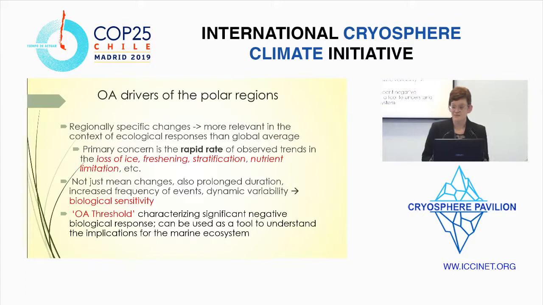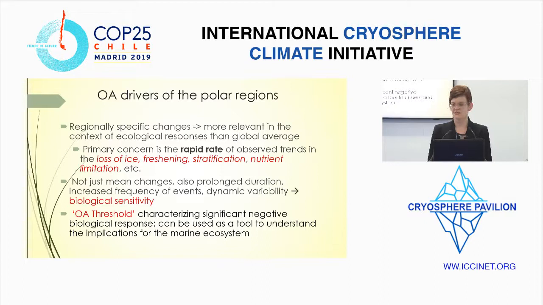One thing that I find is a very good tool when we are talking about effects is the OA thresholds, or thresholds in general. These are the points or the values that are characterizing significant negative responses. And usually we think of those as there is no point back to the normal state once those thresholds have been crossed. And it's a really good tool because you can relate it to different models, to different observations, and easily understand the implications for the marine ecosystems.